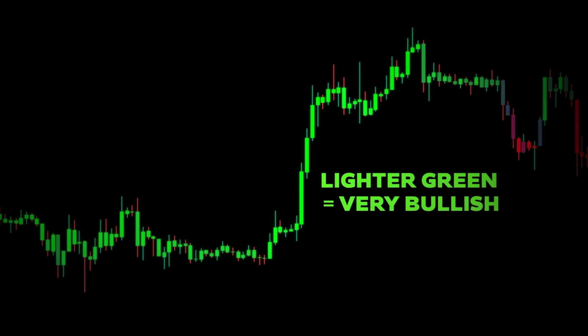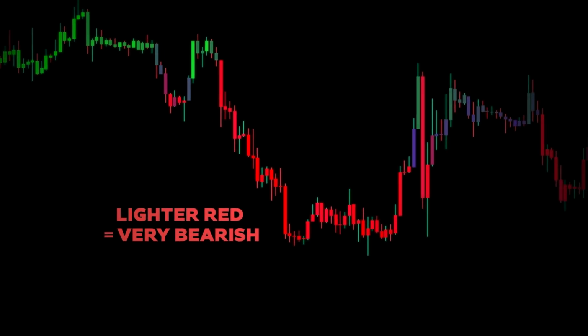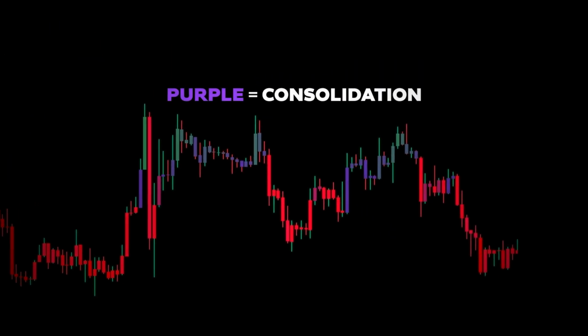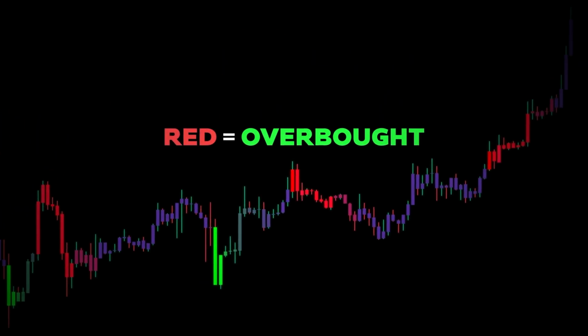Next up we have confirmation gradient. Lighter green colors indicate very bullish variations, while lighter red colors indicate the opposite. Colors closer to purple indicate that the current variation might be a retracement or that the market is simply ranging. Last but not least, we have the contrarian gradient. Stronger green colors indicate an oversold market and a potential reversal, while stronger red colors indicate an overbought market.